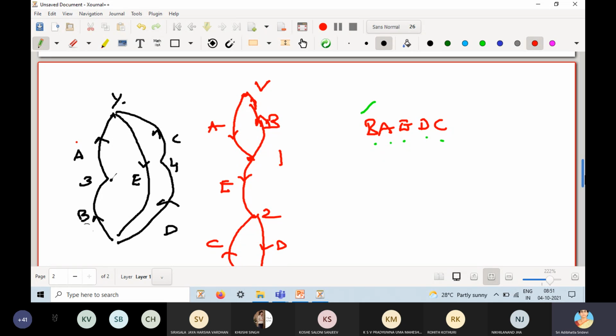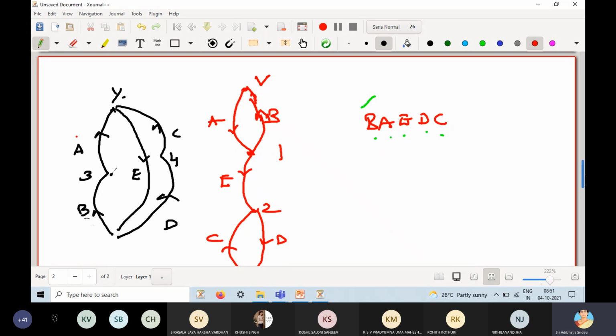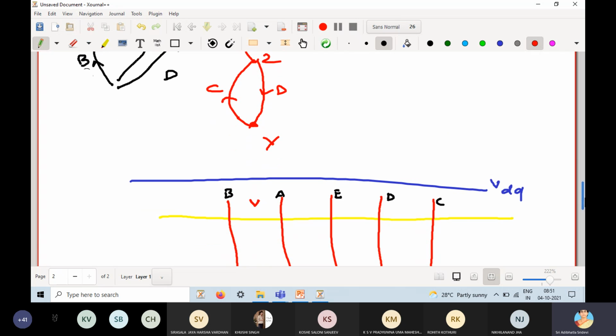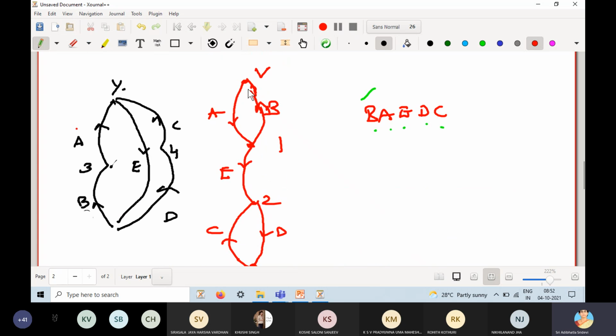And also, it has to be joined with E. Are you getting my point? V should be at A and B, and 1 is at the combination of A, B and E.